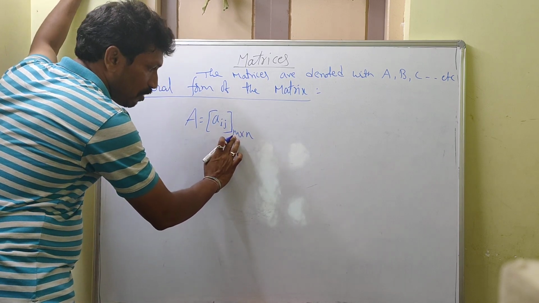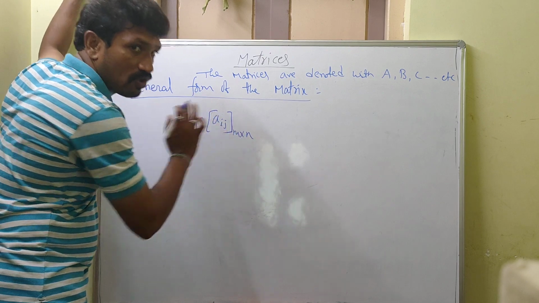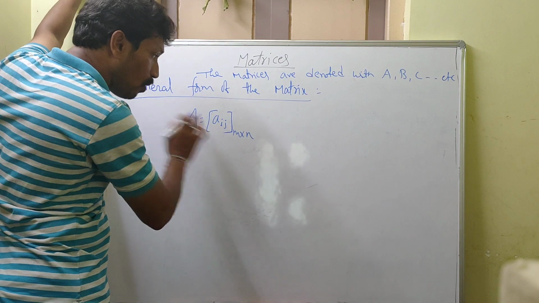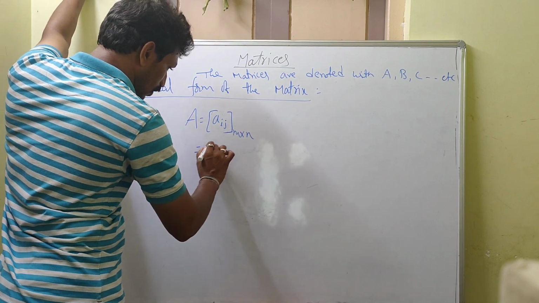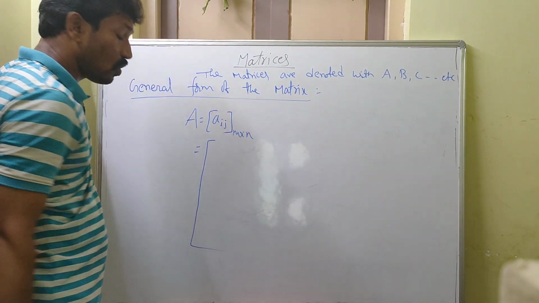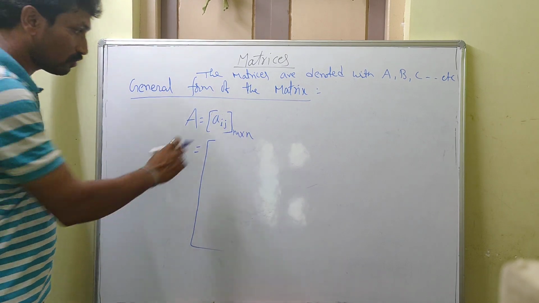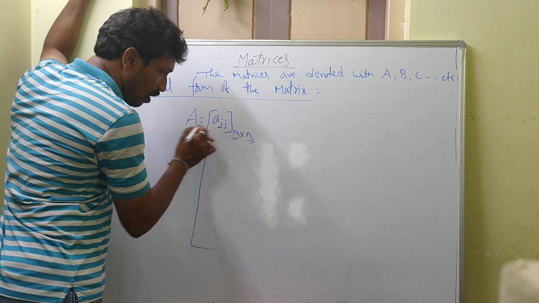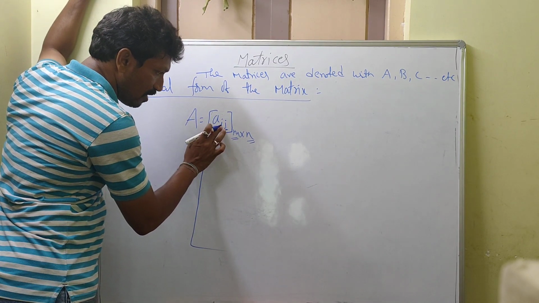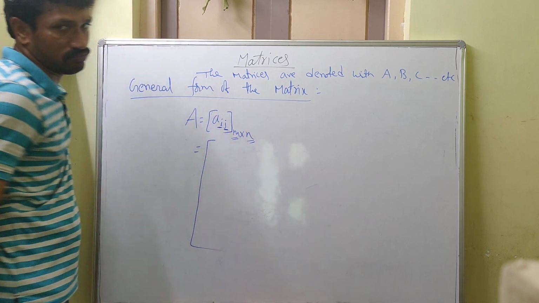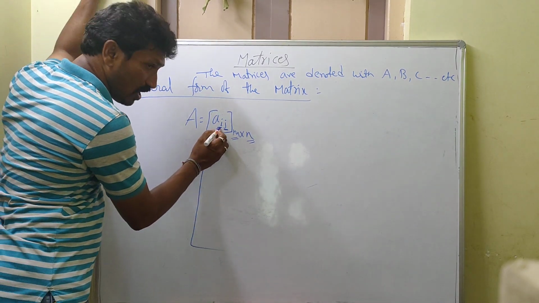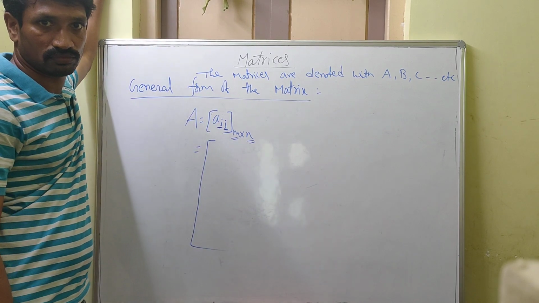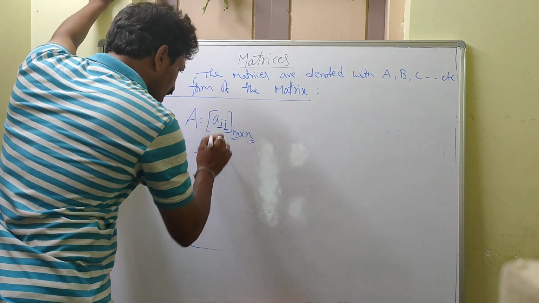See here, this is the matrix A. In this matrix, number of rows is equal to m, number of columns is equal to n, and the entries are denoted with Aij. Now, how to expand this matrix? How many rows do we have? m rows. How many columns? n columns. This i is for row, this j is for column. First one is row, second one is column. Clear?